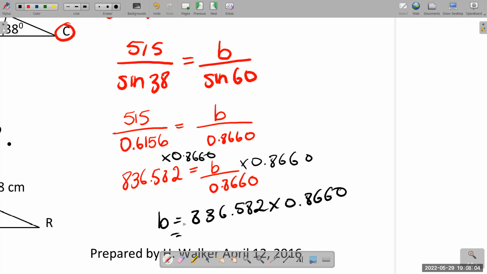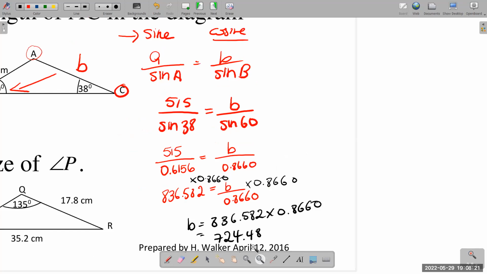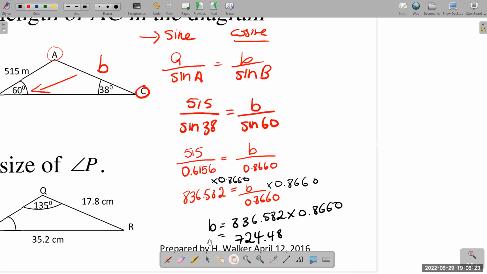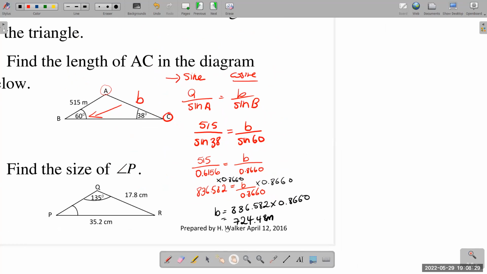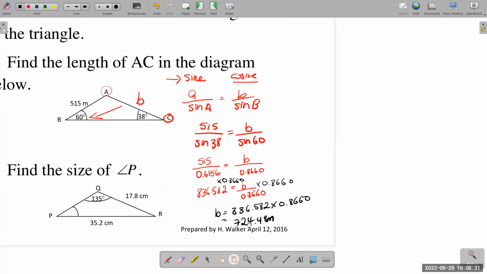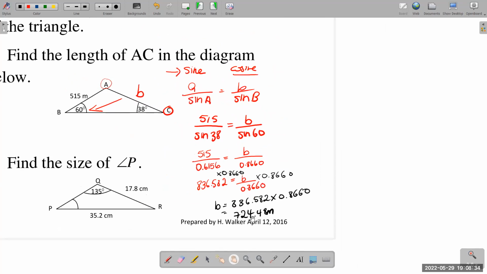You're going to get a smaller number than 836. Maybe like 500 or 600 and something. 700 and something. All right, 724.48. Excellent. And what are my units? Meters. So we're good to go. Everybody see how we used the sine rule? Everybody okay with using the sine rule?